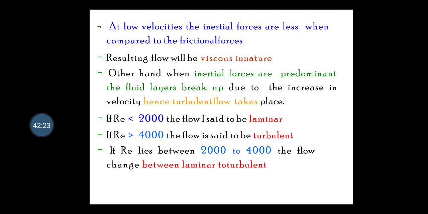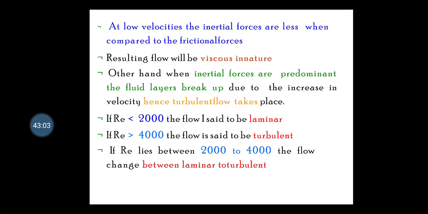Therefore, at low velocity, the resulting flow will be viscous in nature, that is particles move in parallel layers. For this reason, the laminar flow is sometimes known as viscous. On the other hand, when the inertial forces are predominant, which is depicted by the green color, the fluid layers break up due to the increase in the velocity, hence turbulent flow takes place. So this is all about your Reynolds number.